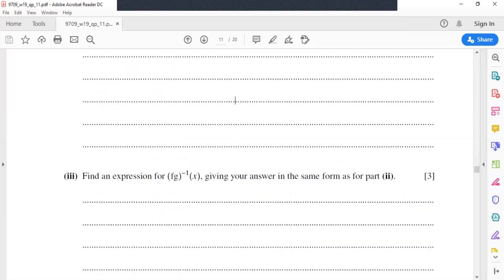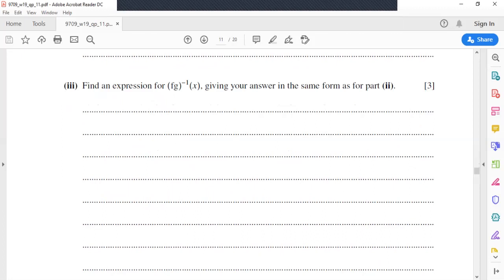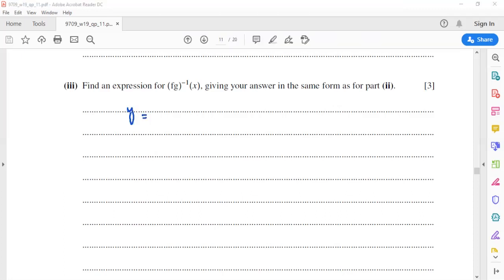He is looking for the inverse of this. So for the inverse of fg, let us say fg equals y. So y equals 3x over 5x plus 2. Let's cross multiply, so this becomes 5xy plus 2y equals 3x.